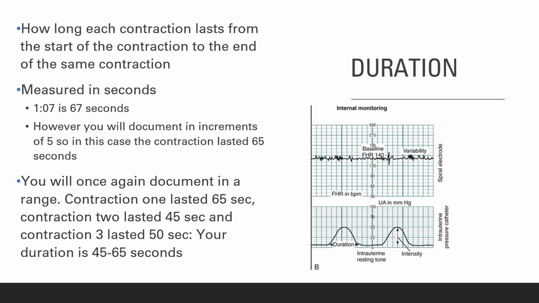Duration is basically how long each contraction lasts. So usually at the start of one contraction to the end of that same contraction. So there's a difference between duration, frequency, and intensity. This is measured by seconds, and that's the bottom segment of the actual tracing, those little mountains, little hills that you see there at the bottom.